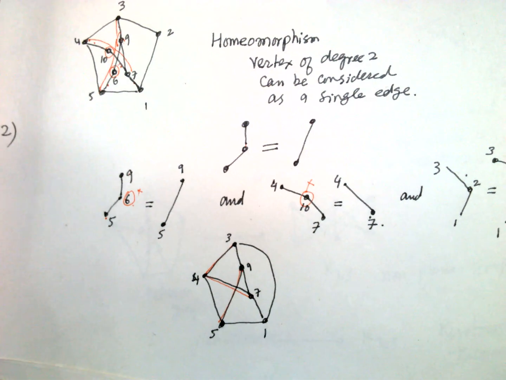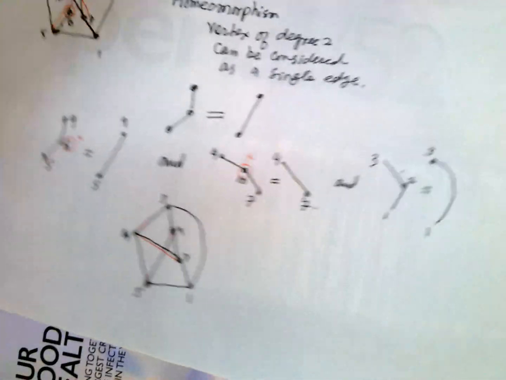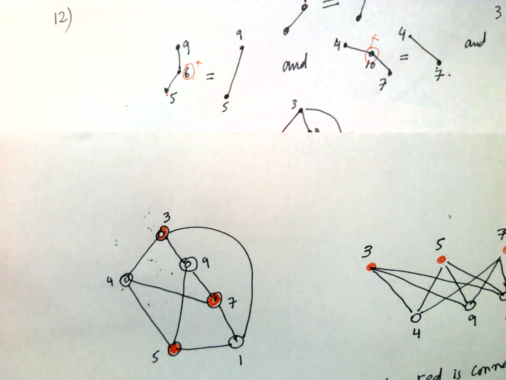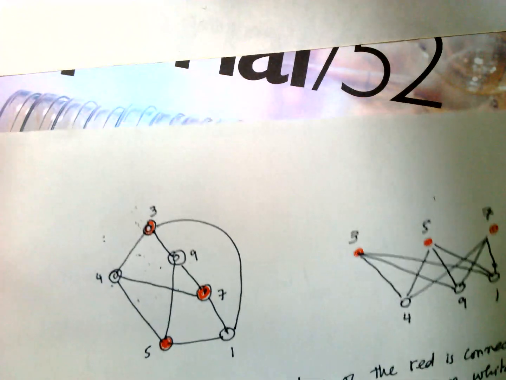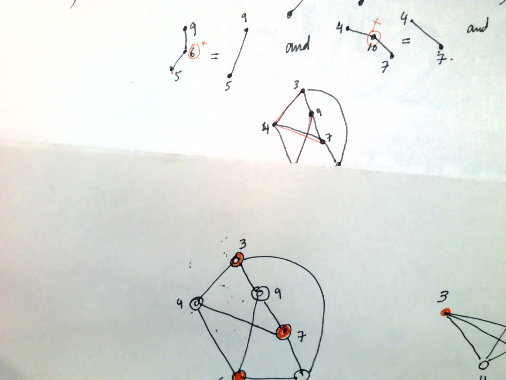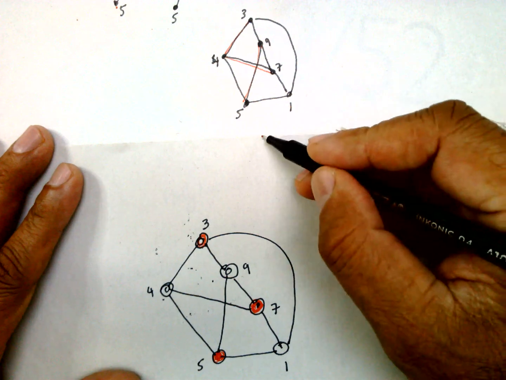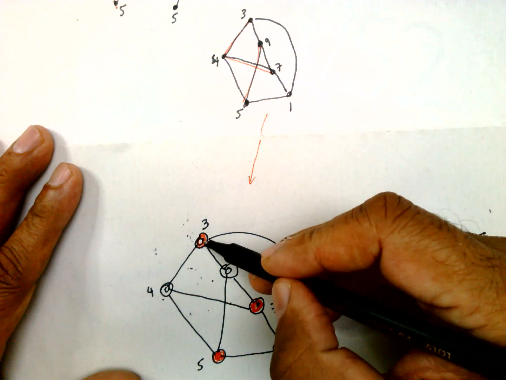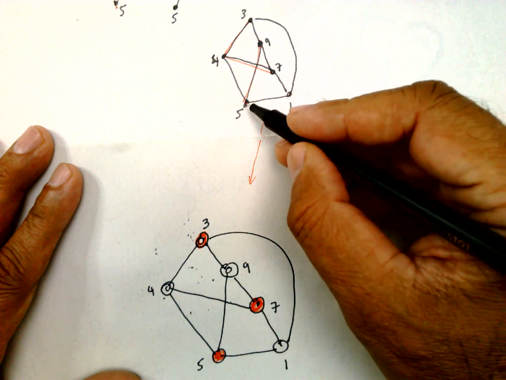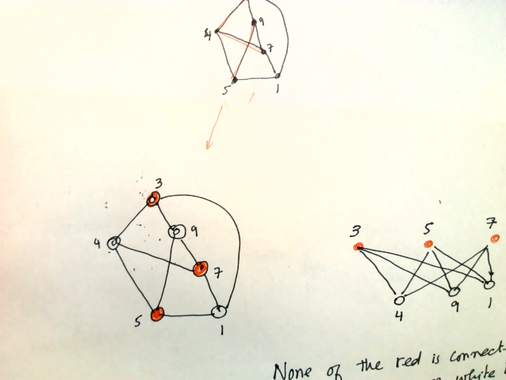So this one, the same graph I have represented as a colored one. This is the graph we have shifted. This one here, 3 is red, 7 is red, 5 is red. So now we can see this one.